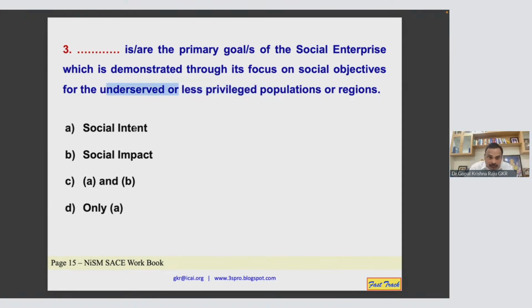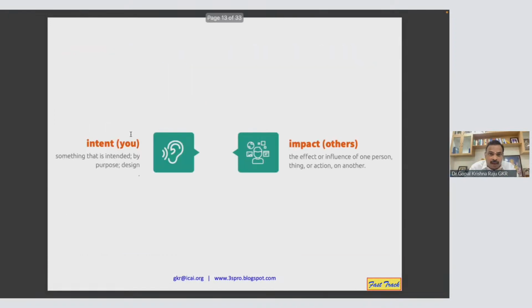So what is the primary goal? Now, please understand one thing here. What is intent? Intent is what is inside you.